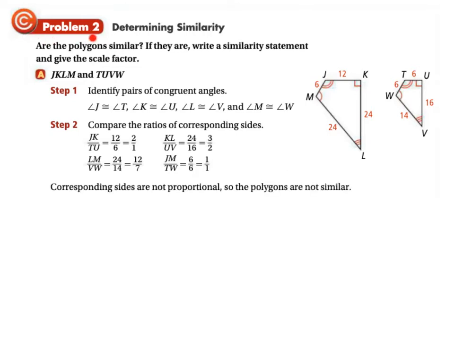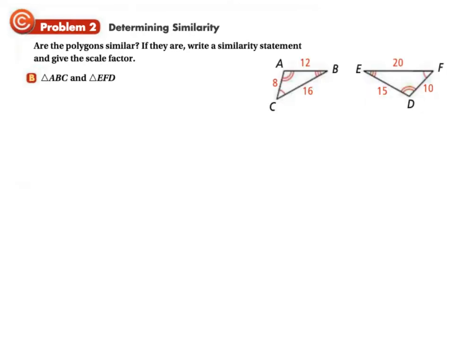Now you can see that in problem 2, this is the first part of problem 2. There's another example in just a second here. So in this one, are the polygons similar? If they are, write a similarity statement. This is not a similarity statement. It's just naming the two triangles and giving the scale factor.